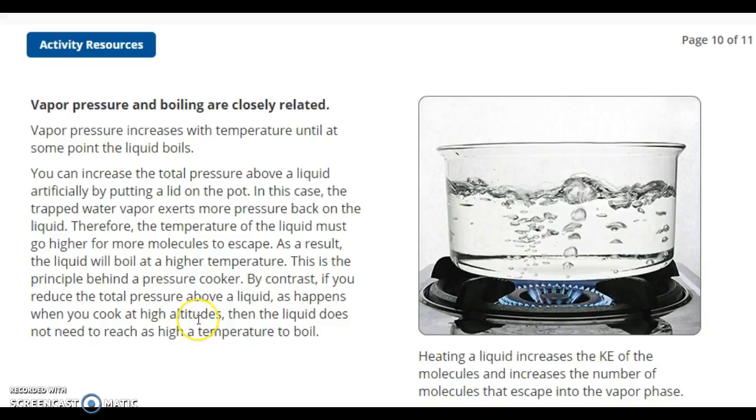This is also different at different altitudes. If you live way up in the mountains of Colorado, you have less air around you, less air pressure, so there's less pressure pushing on the molecules, so they boil at a lower temperature.